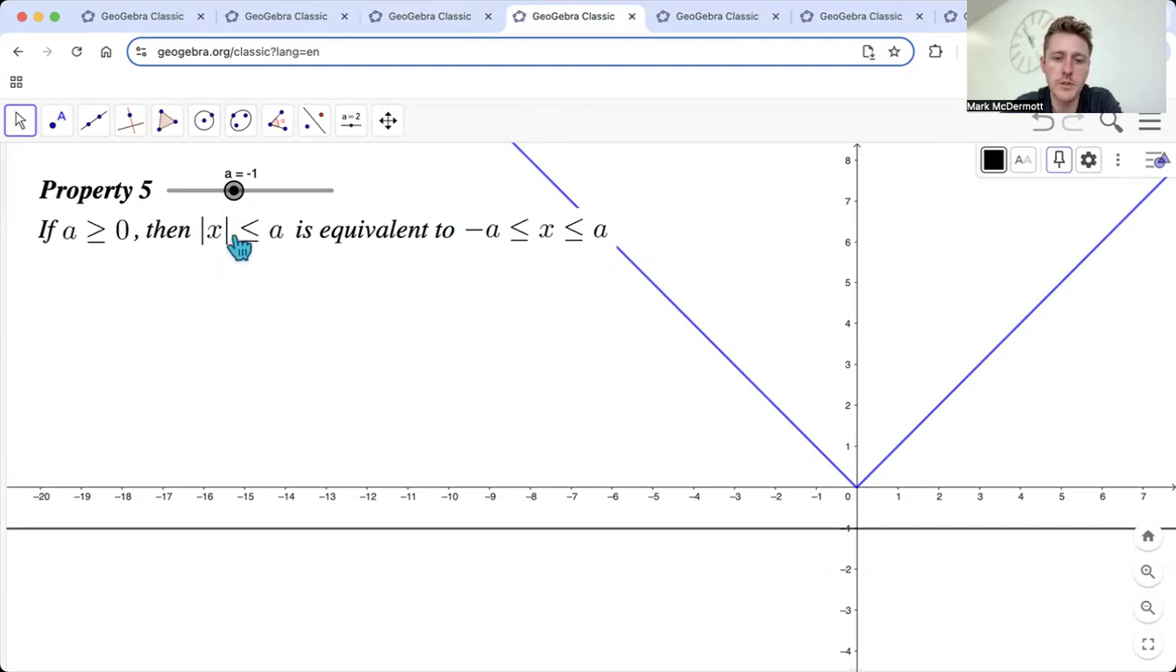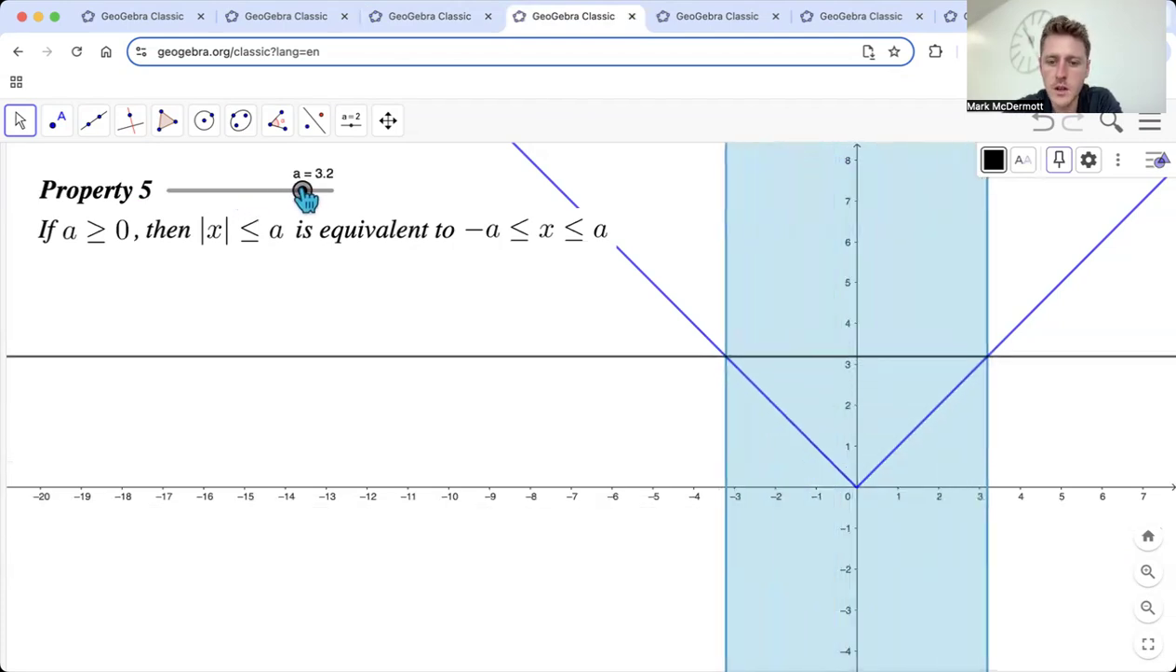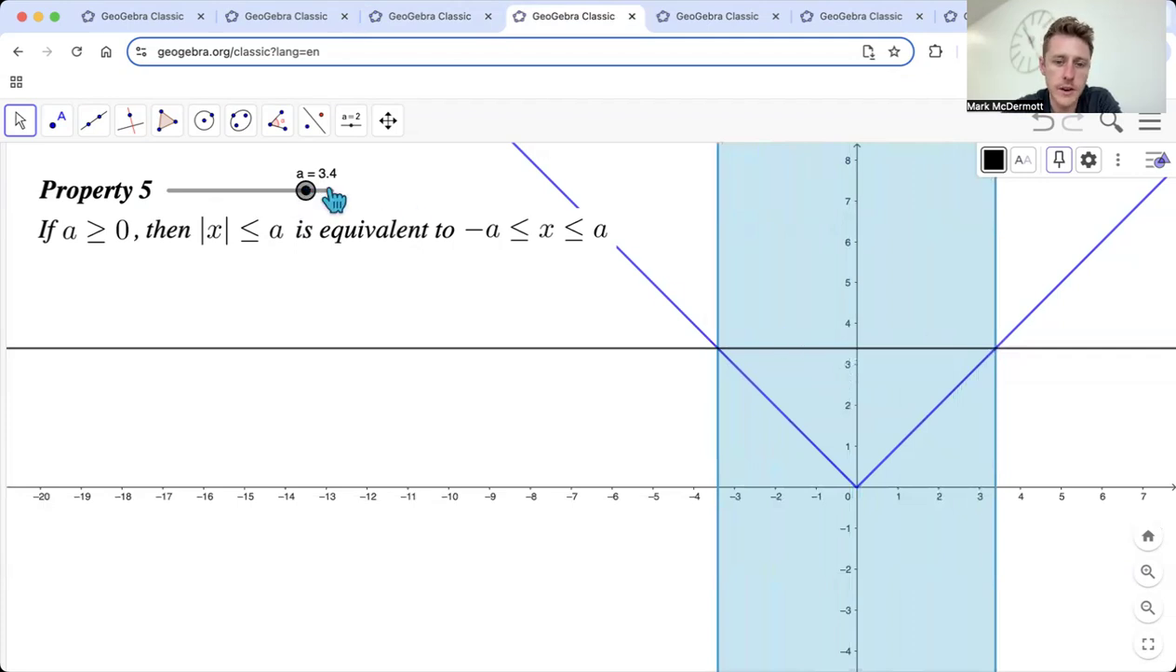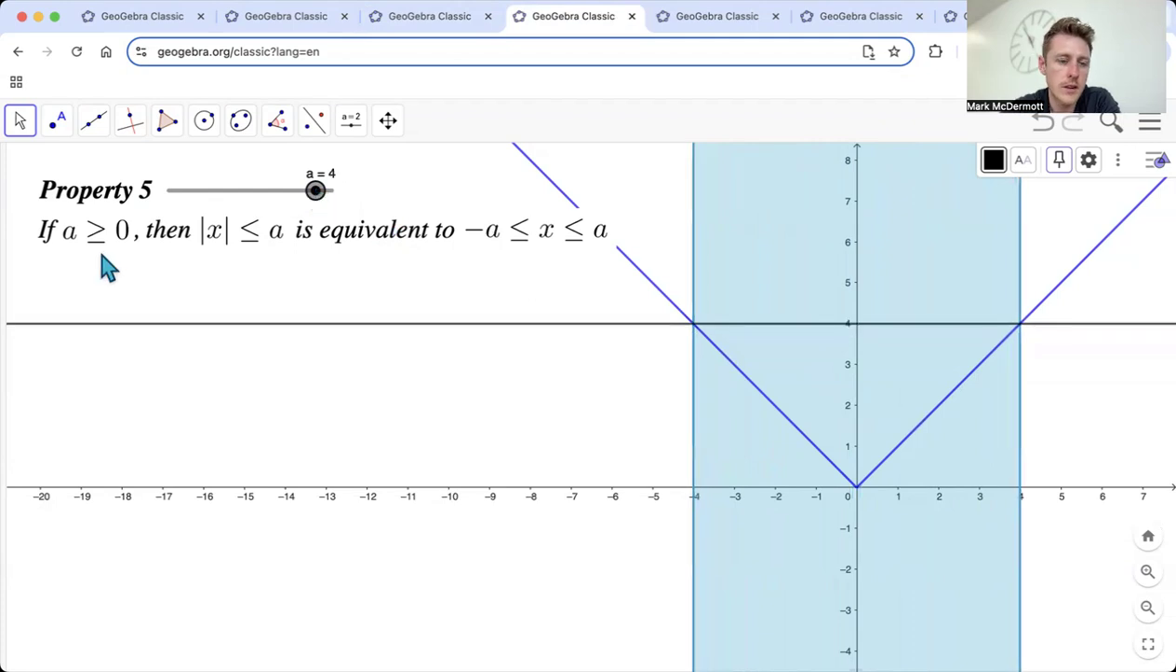We know now what the modulus of x function looks like. It's sort of this V shape that we've got going on here. If we pick some value for A, we've got a slider for A here that's greater than 0. Let's put it to like 4 or something. So A is greater than or equal to 0, then the absolute value of x is less than or equal to A. Let me rephrase: the absolute value of x being less than or equal to A is the same thing as x being between -A and +A.